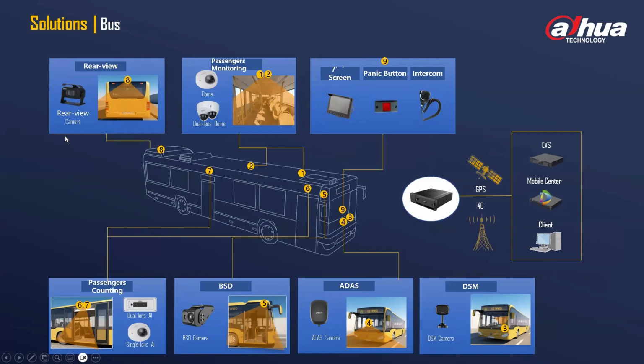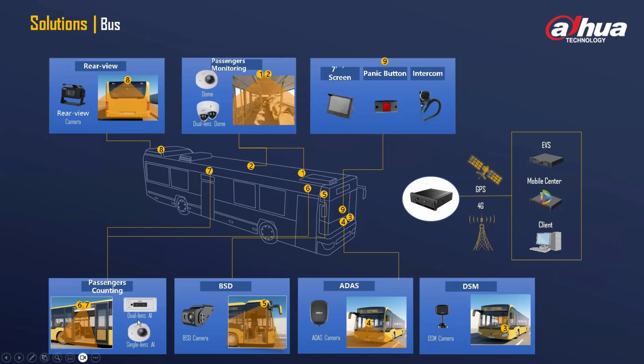So we have a rear view camera, which is installed at the back of the bus, a passenger monitoring camera, and dual lens. Then we have the screen, a 7-inch screen at the front. We have the panic button. In the event of emergencies, you can press it, and the monitoring center is where we have the intercom to communicate. You can connect it for the vehicle public address and also to talk with the center.